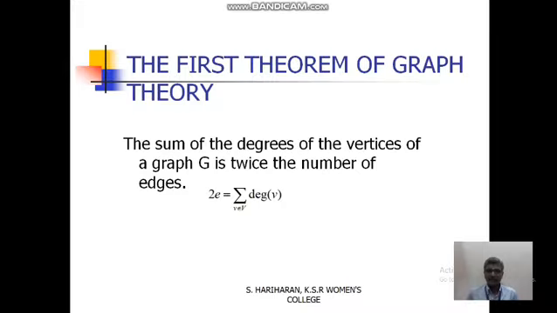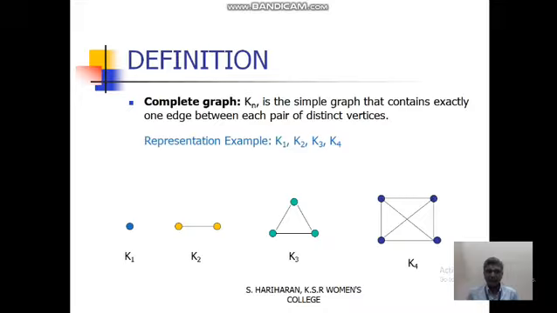Next, it is the first theorem of graph theory. That is, the sum of the degrees of the vertices of a graph G is twice the number of edges. That is, 2E equal to summation of degree of V. Next definition, complete graph. It is represented by the symbol Kn, and it is the simple graph that contains exactly one edge between each pair of distinct vertices, and the following are the examples of complete graph. K1, K2, K3, K4. It means complete graph with one vertex, two vertices, three vertices, and 4 vertices.